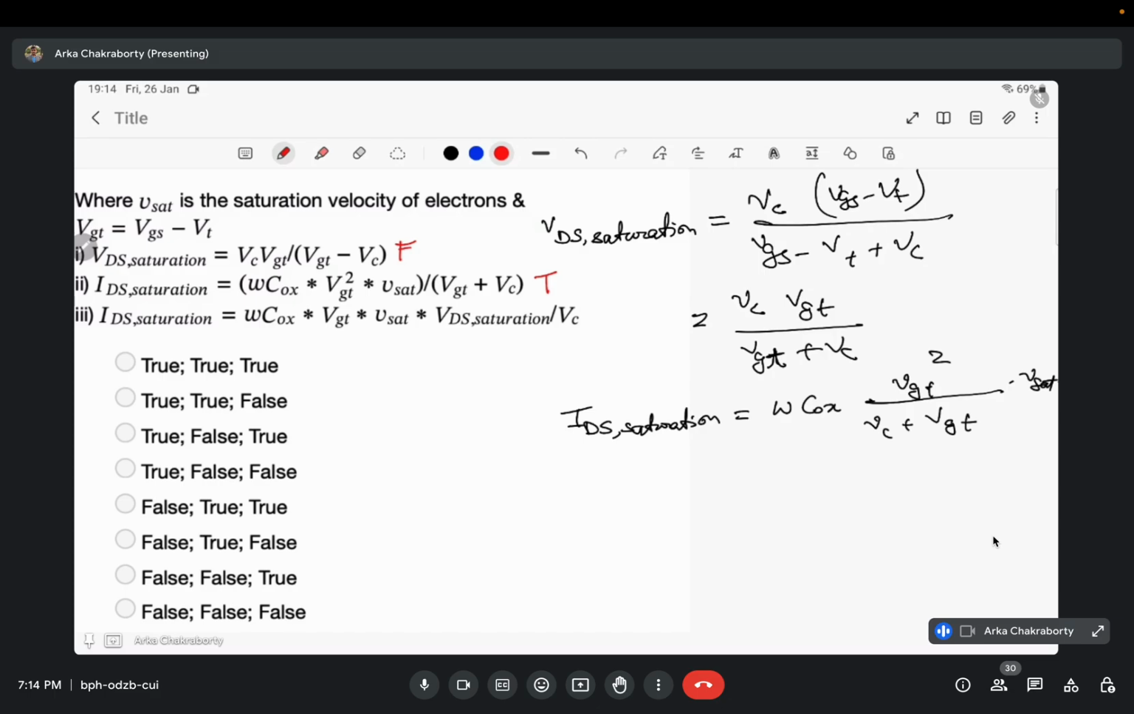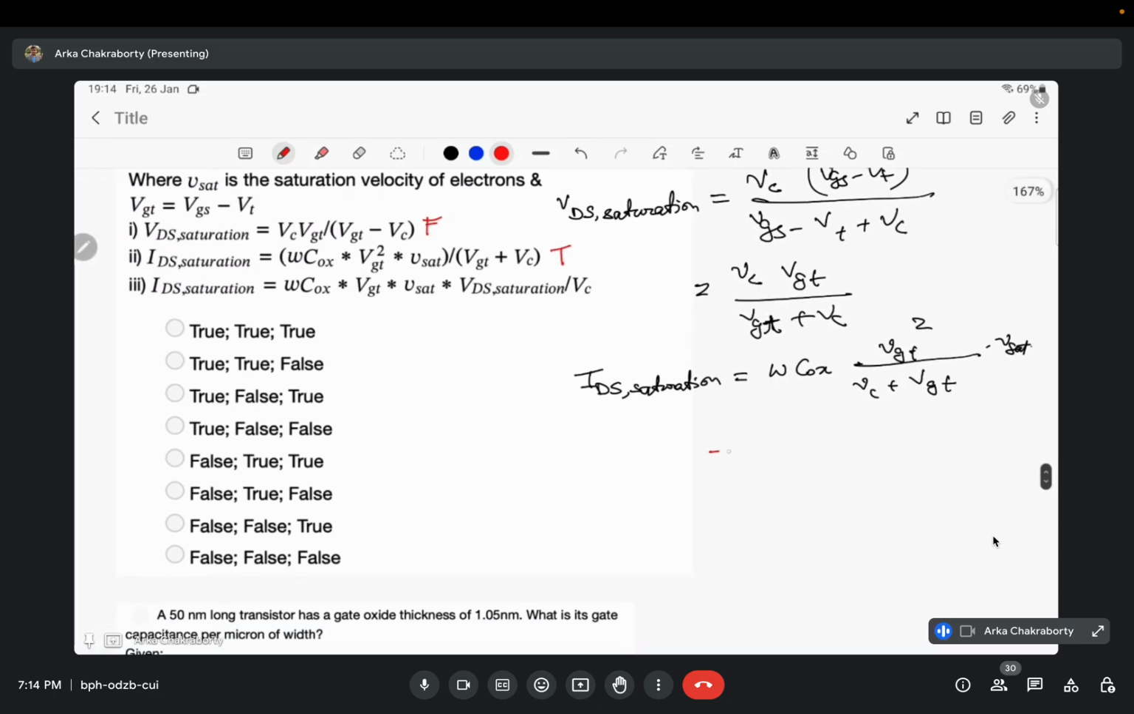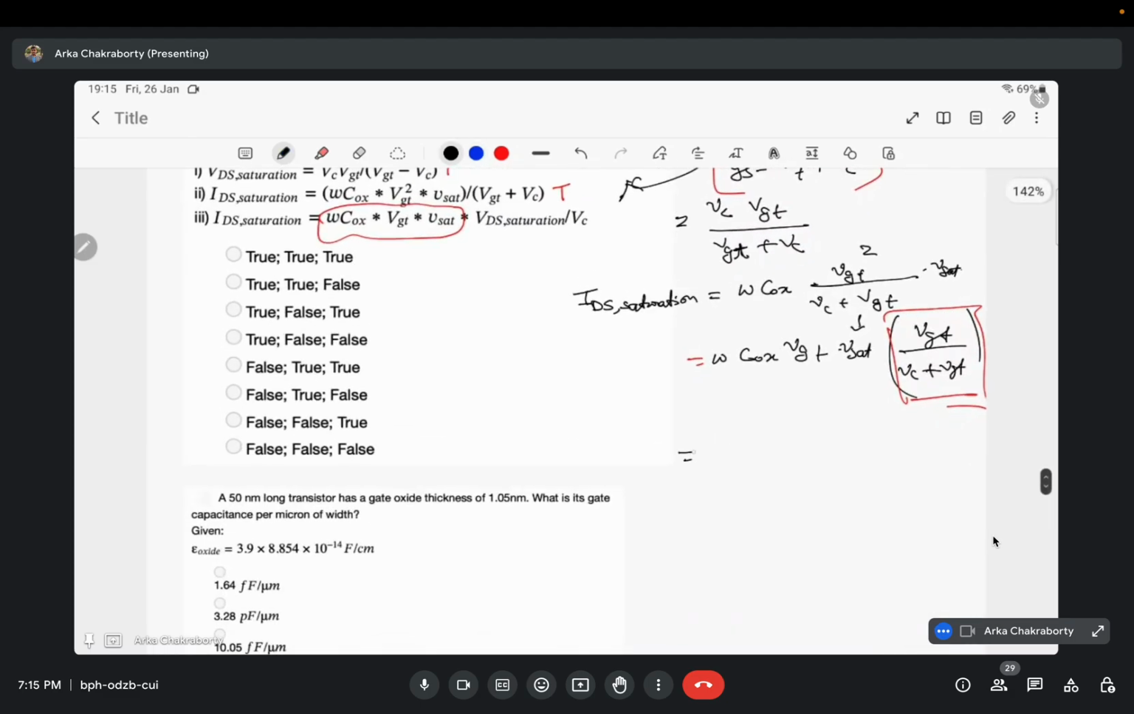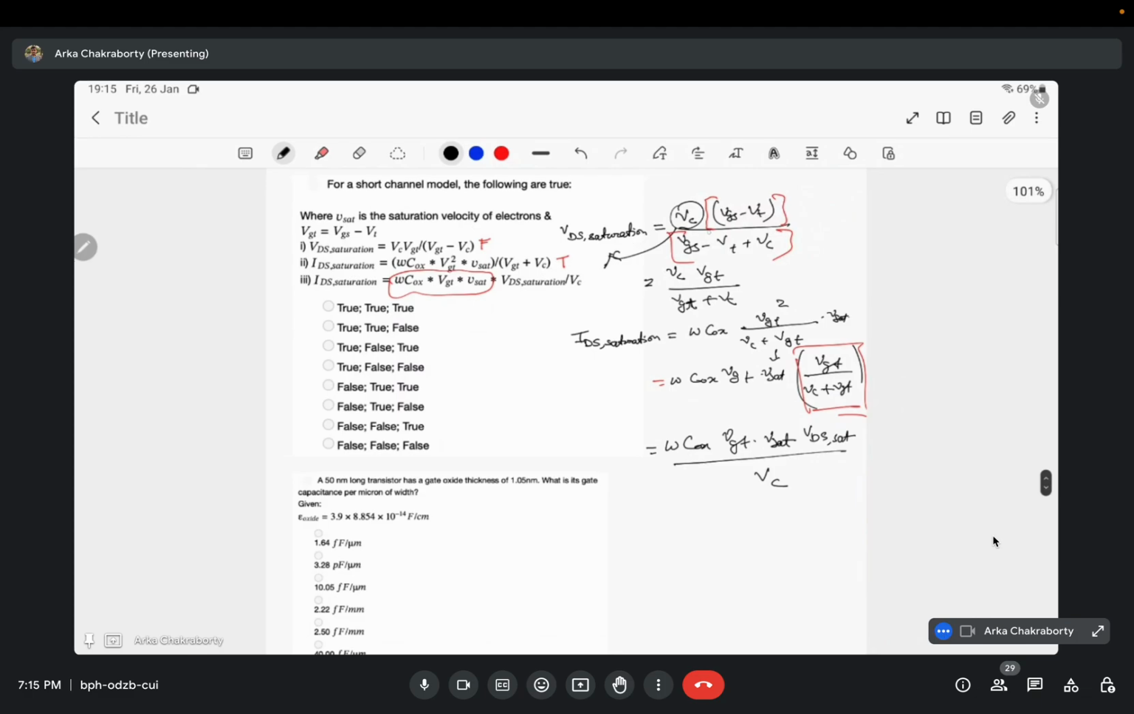It's true. Now the third expression, I just have to tweak it. Okay, so if I write these terms together, what will it be? WCox Vgt into Vset. What is left is Vgt by Vc plus Vgt. I have just broken it down into two terms. Okay, so now I know from here, if I take this Vc in the denominator, simply I am getting this term, Vgt by Vc plus Vgt. So it will become WCox Vgt Vset into VDS saturation divided by Vc. Okay, VDS saturation by Vc. So it is also true.